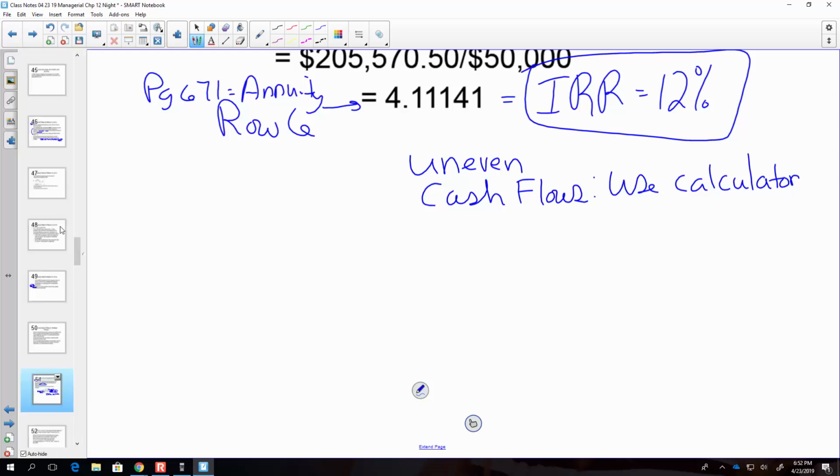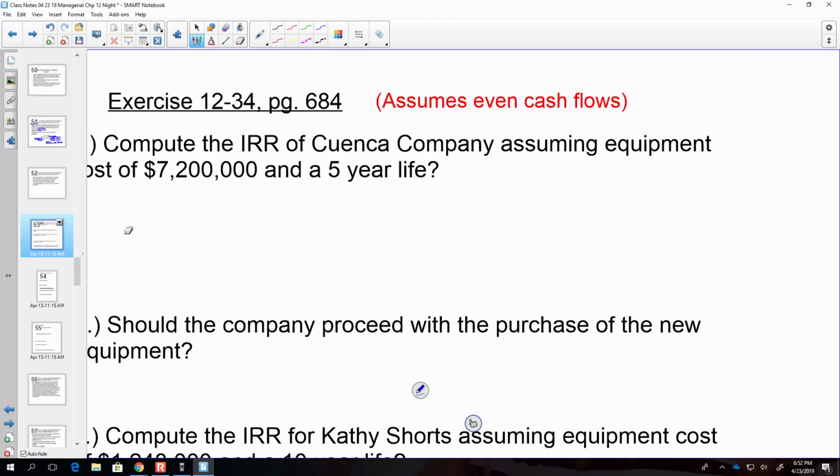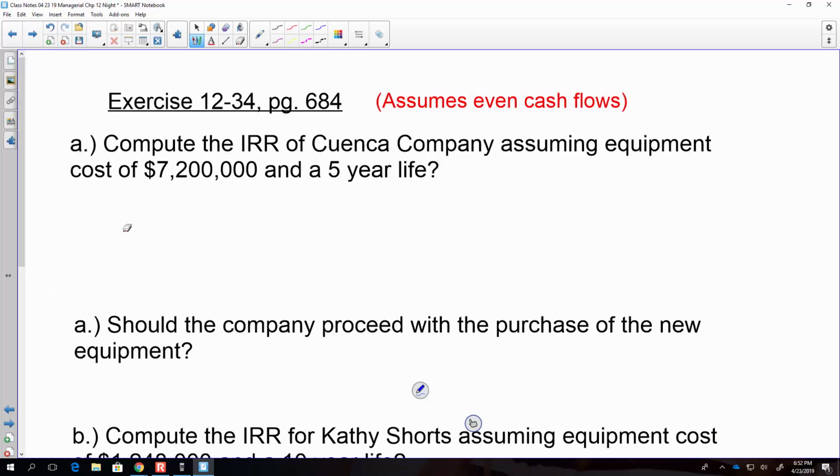All right, so I'm going to skip a bunch of stuff here. Let's try a problem here. 34.